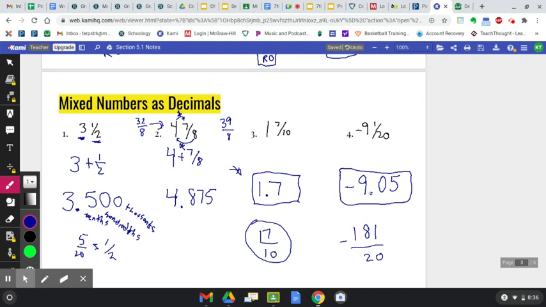Number 4, -9 and 1 over 20. So -9.05 is this right here, and just to make sense of this, -9, and this would be tenths, hundredths. This would be -9 and 5/100ths. And let's just think of the fraction part here, 1 over 20. If I times the bottom by 5, there's my hundredth. If I times the top by 5, 5/100ths. That's where this comes from. And if you were going to change it to an improper fraction, it would be -181 over 20.